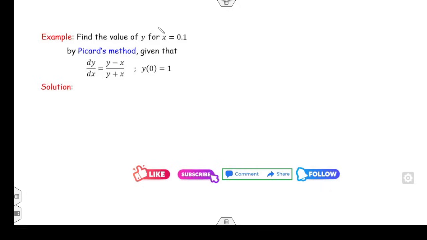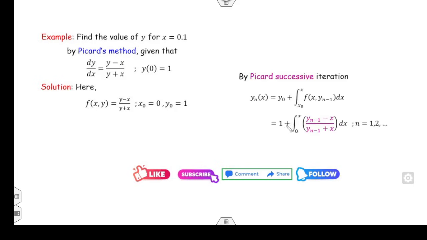Okay, find the value of y at the point 0.1 by using Picard's method. Fine, so the given function is my f. Now clearly the function y minus x over y plus x is continuous at the point 0, 1 because the function does not go to infinity. So let's start with Picard's equations. I can substitute the value of f of x comma y of n minus 1, that number is y of n minus 1.